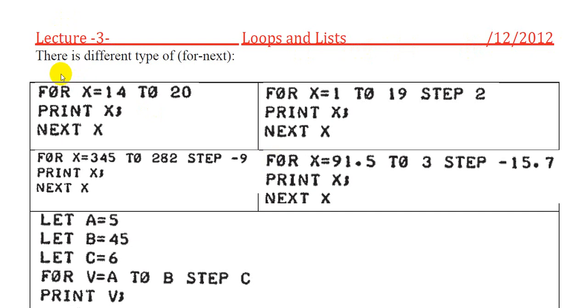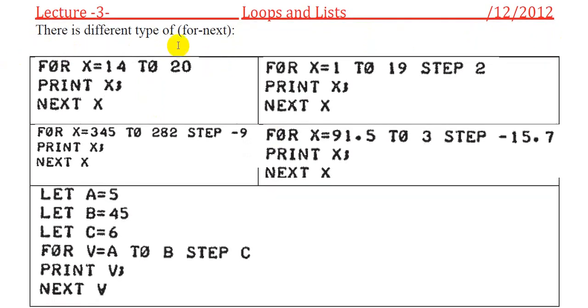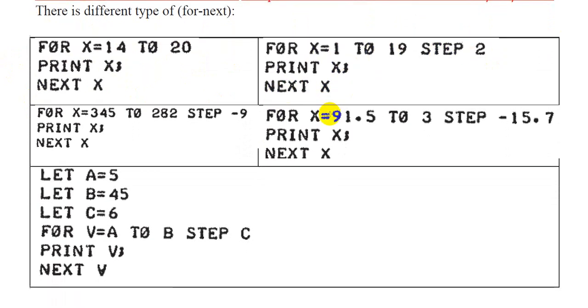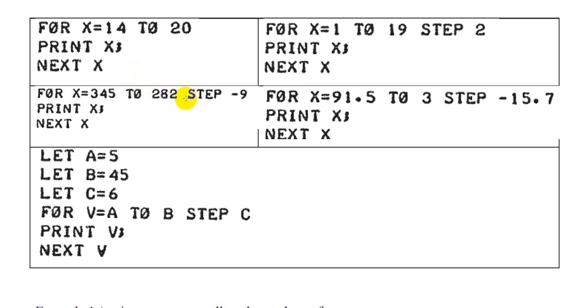There is a different type of for next. A different type of for next will be visualized as follows. For x = 4 to 20, print x, or print x comma next x. For x = 21 to 219 step 2, print x comma next x. For x = 345 to 282 step 9, print x comma next x. As you can see right here, this is for, and this is for next, and this is for 4.